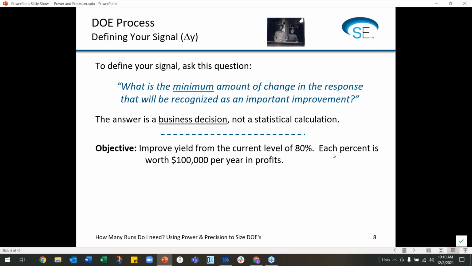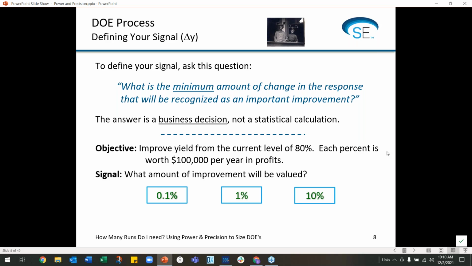So let's put a little finance hat onto this. Let's say each percent is worth $100,000 per year in profits. Well, then what amount of improvement is valued? If you could get a 10% improvement in yield, well, that would be $1 million. I'm sure anybody would go for that. That would be exciting. What about a 1% change in yield? Then you could increase your profits by $100,000. Probably still important to the company.